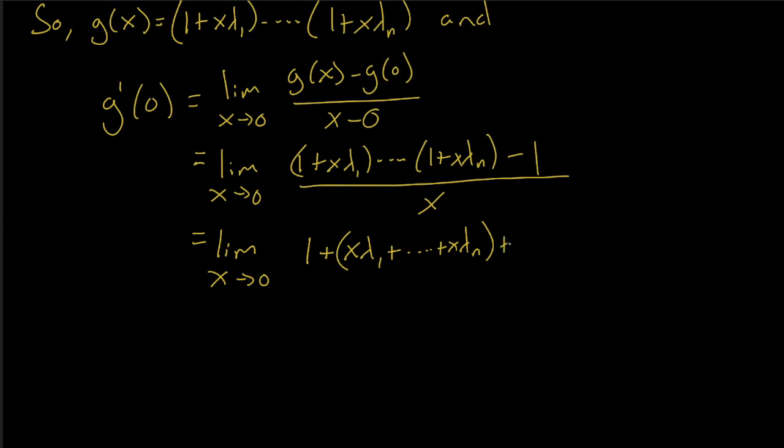Okay, then there's a whole lot of other terms, and then at the very end, I'll have x lambda 1 product all the way down through x lambda n.